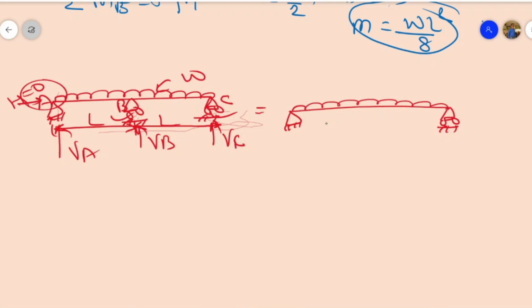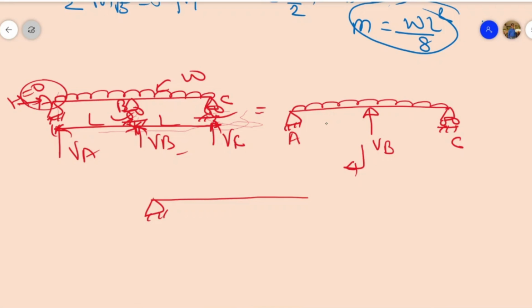I am showing here this is the point A and this is the point C, and I am replacing this VB as P. Now this one is equal to this, and now I am dividing this beam into two parts. Let's see how.